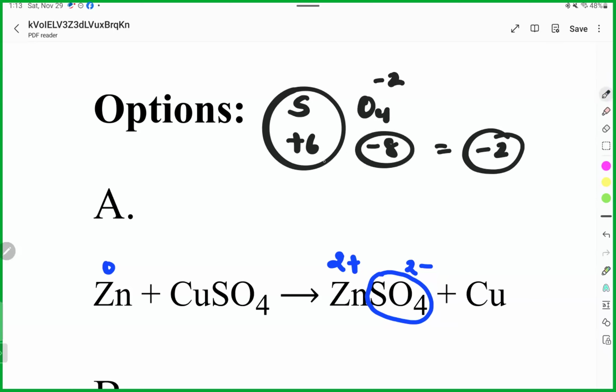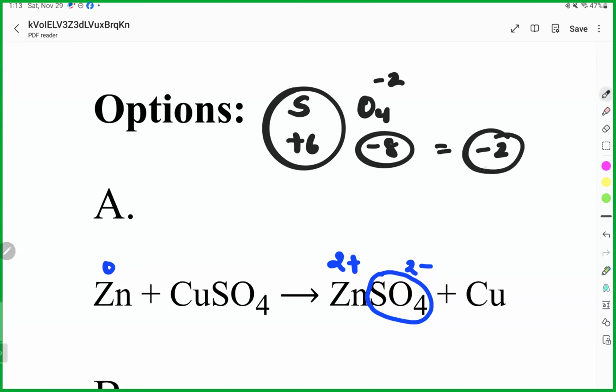Sir, what is the number of sulfur? Group 16. So maximum 6 electrons are present in the outermost shell. First 2, second 8, third 6. The atomic number of sulfur is 16.